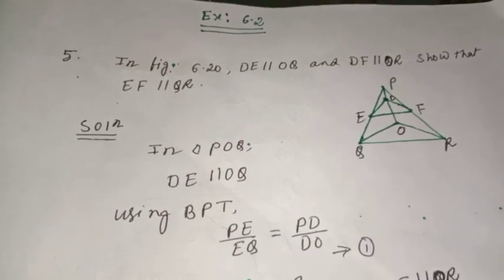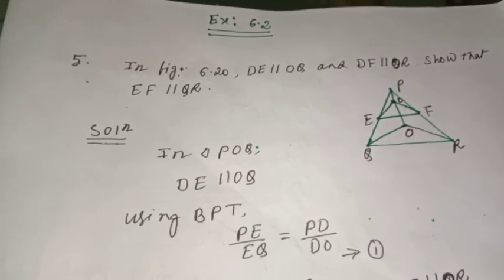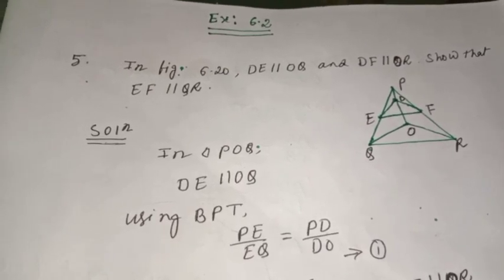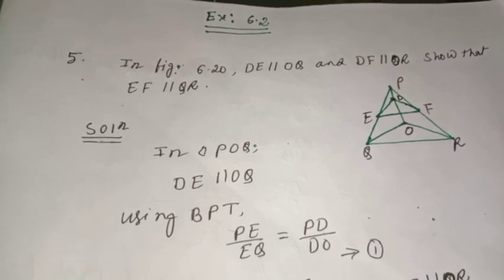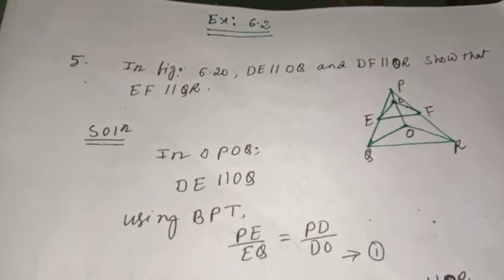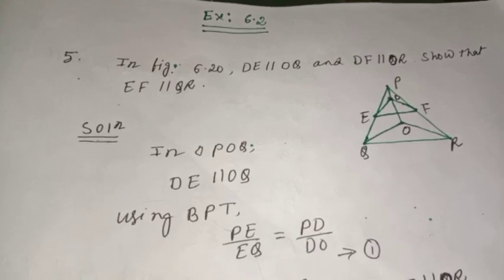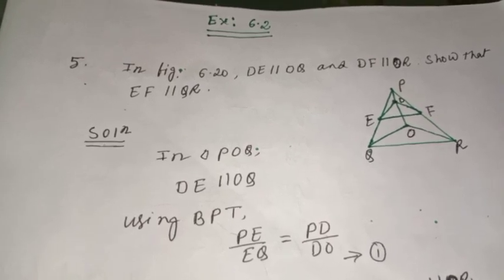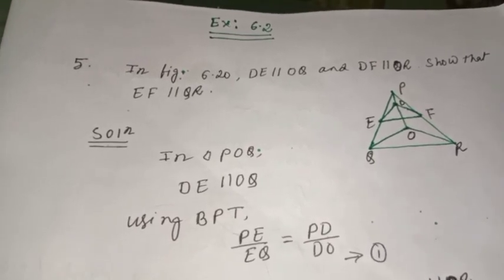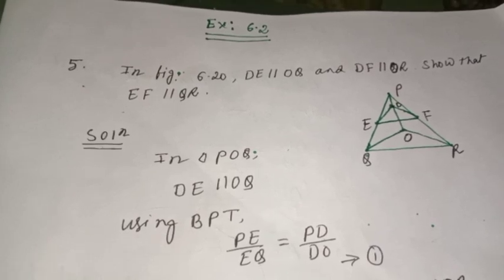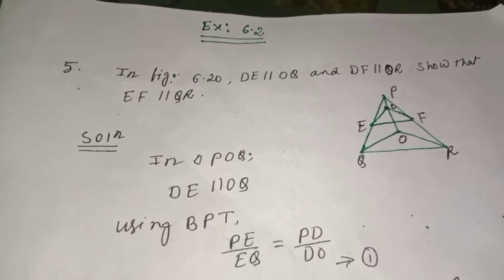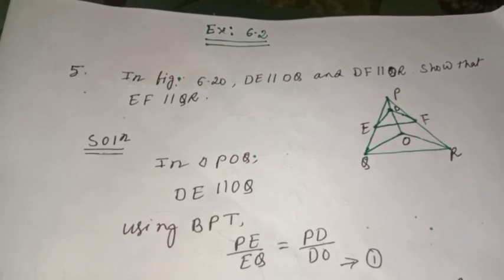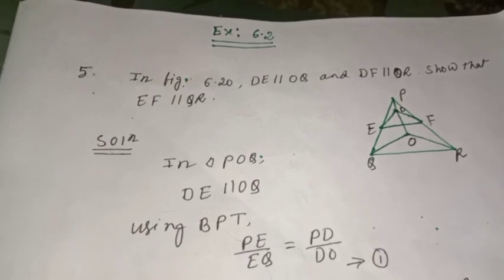In the last class, we started exercise 6.2 and completed up to question number 4. In this exercise, especially we used what? Basic proportionality theorem and converse of basic proportionality theorem. Now, I am going to start today's class. Today we are going to continue exercise 6.2 from question number 5.